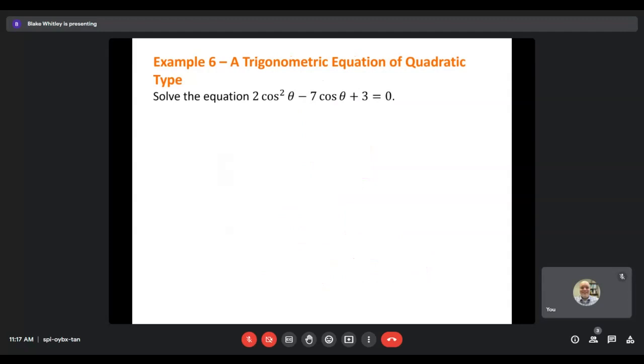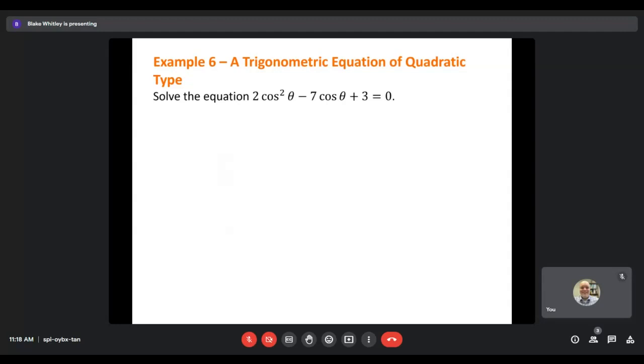All right, now this next example, okay, we're trying to solve this equation. Now notice we're not going to be able to just get cosine by itself because I have a cosine squared and I have a cosine. There's no way just to isolate the cosine here. But it actually is in a quadratic form.